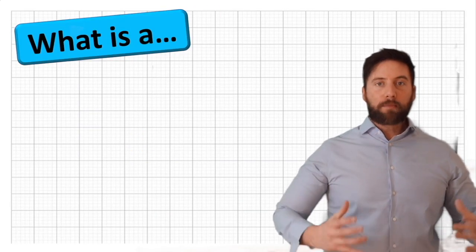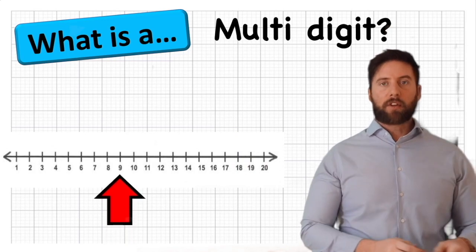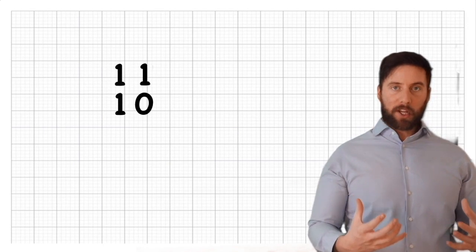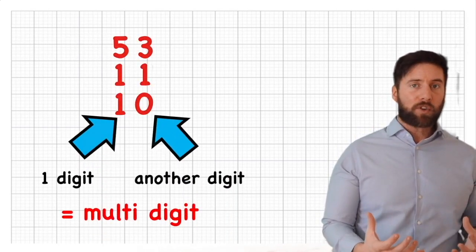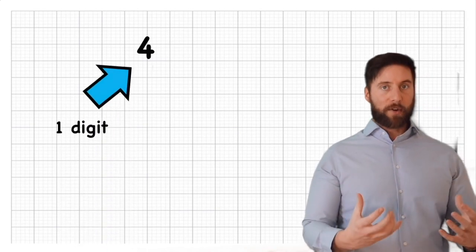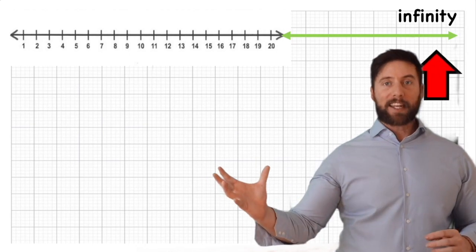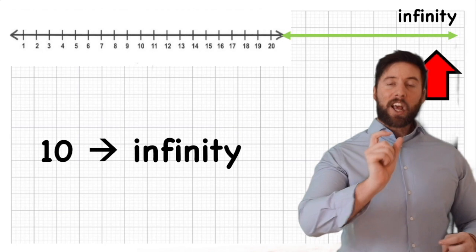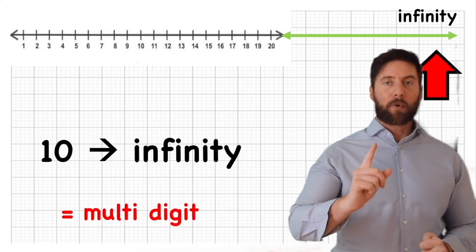Right, first, what is a multi-digit? Well, a multi-digit is any number greater than 9. So for example, 10, 11, 53, these are all multi-digit because they have more than one digit. Okay, the number 4 is just a single digit because it's just one digit on its own. And we can go all the way from 10 to infinity, all multi-digit numbers because they're all going to have multiple digits going along the place value chart. Okay, so that's very important to understand before we start.